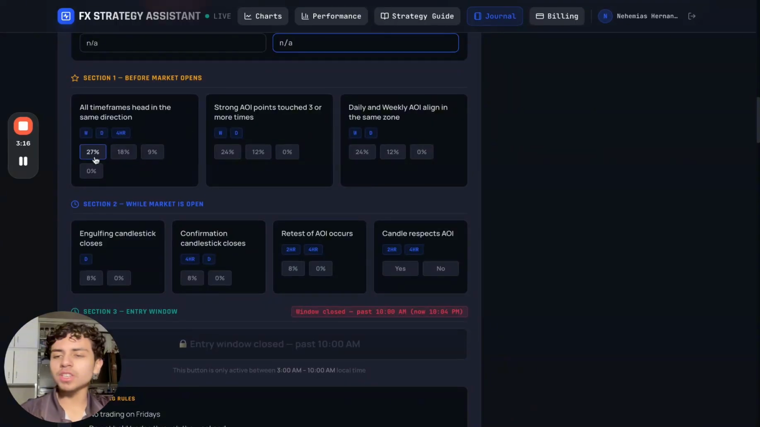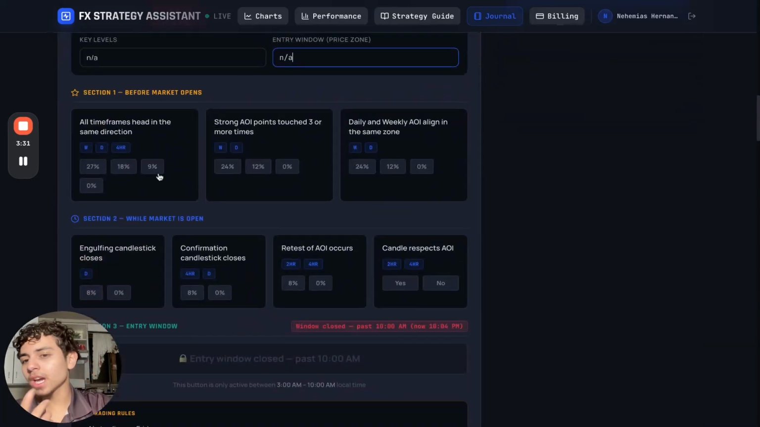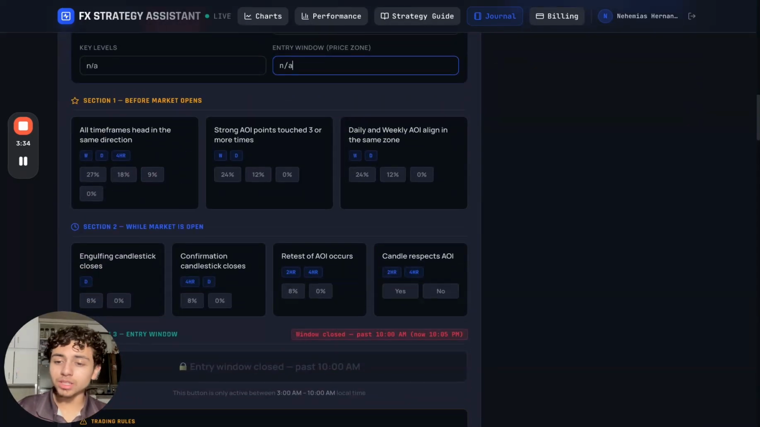So it's not a 27% because all of them don't head to the same direction. It's only 18% because just two of them head to the same direction. And if it's something like AUD/CHF where it's bearish, bullish, and bearish, it will be a 9% because none of them really head to the same direction, following the pattern, following the straight line that it should be following.